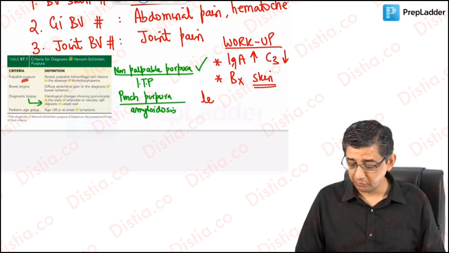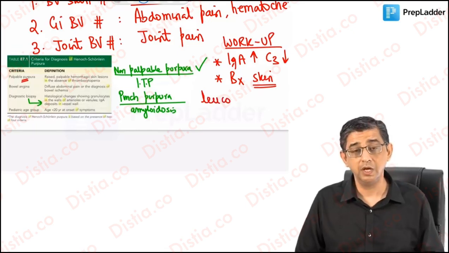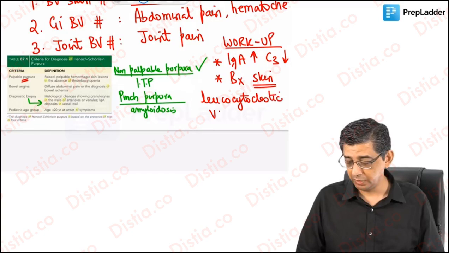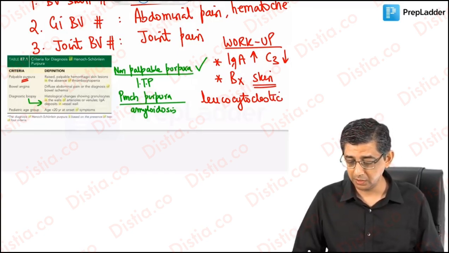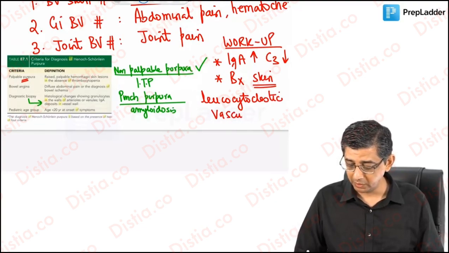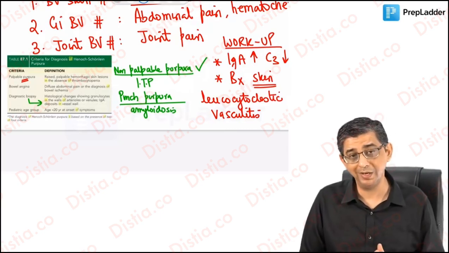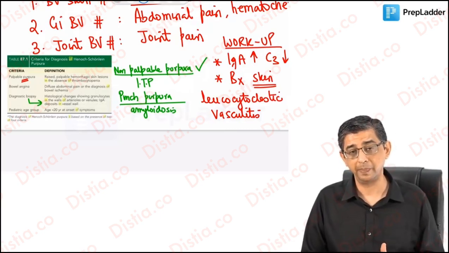In fact, if you have read about this topic from Robbins, the pathologist would have used this very classical term, leukocytoclastic vasculitis. So I would like you to read this topic with the pathology lecture. You can just switch over to the pathology domain in case you have not listened to it yet, and then come back here so that you will be able to enhance your yield in this particular case.